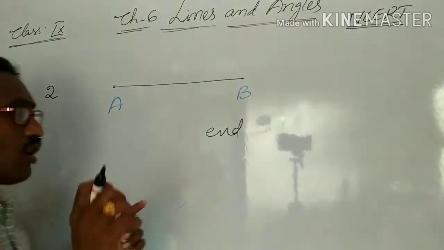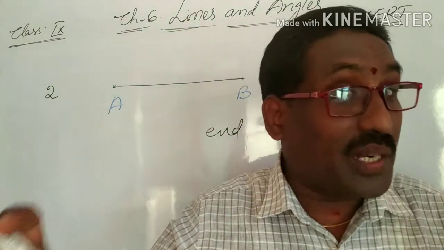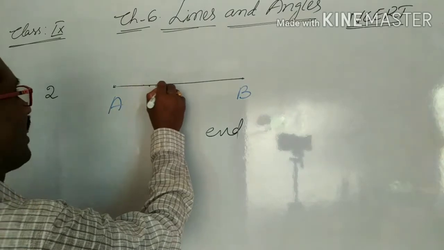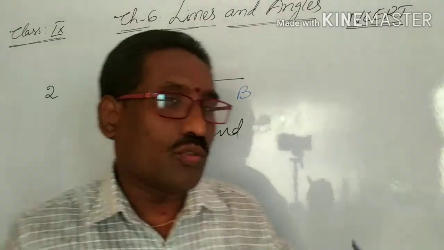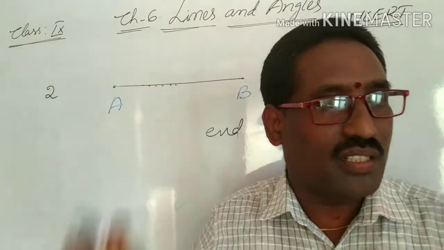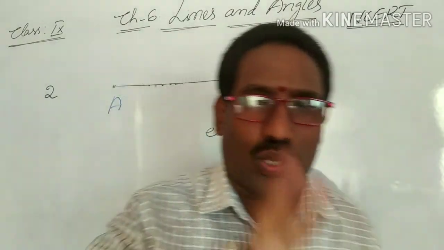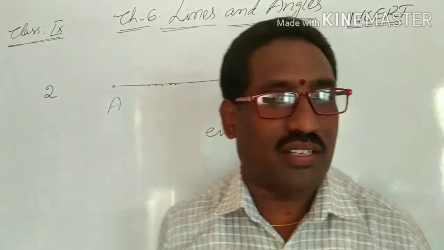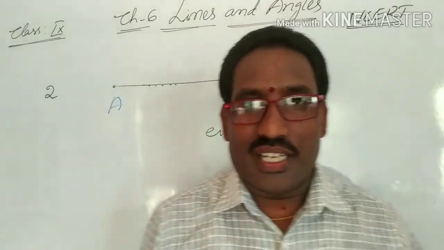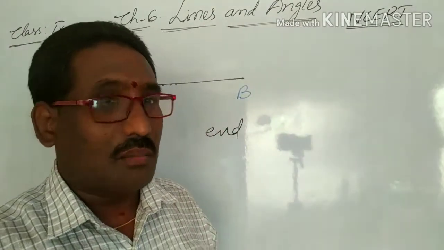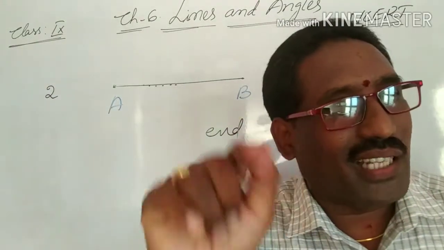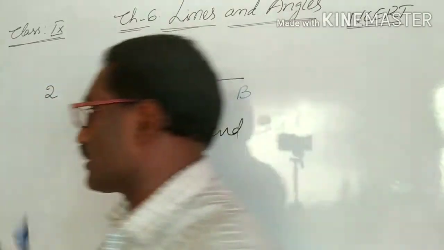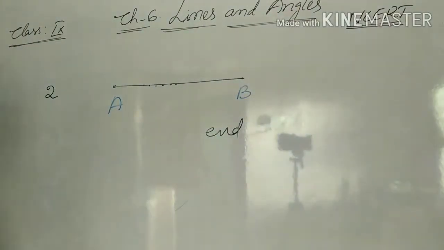A line segment has infinite points. See here, so many points are there inside. Understand? Be careful, this is very important. Line segment has two endpoints. We can measure the length of the line segment. It is a fixed length, but it has infinite points.